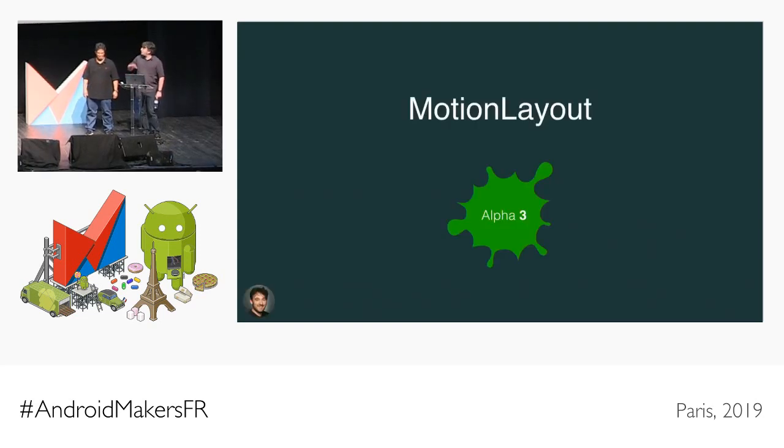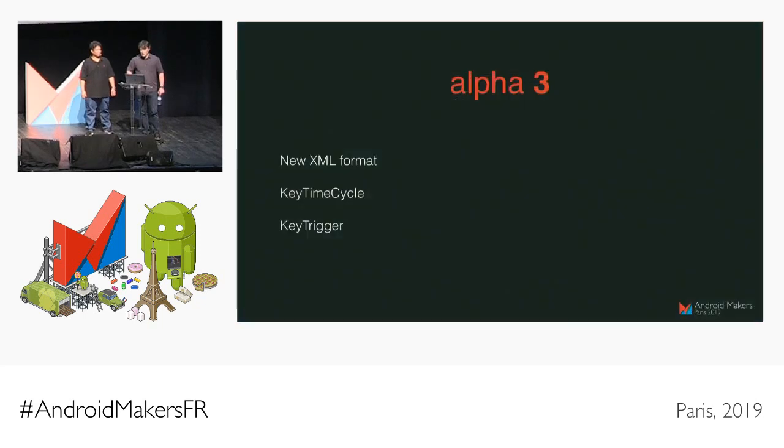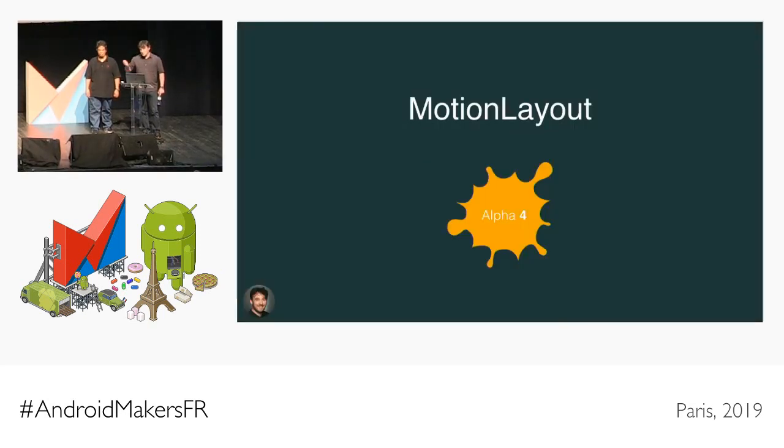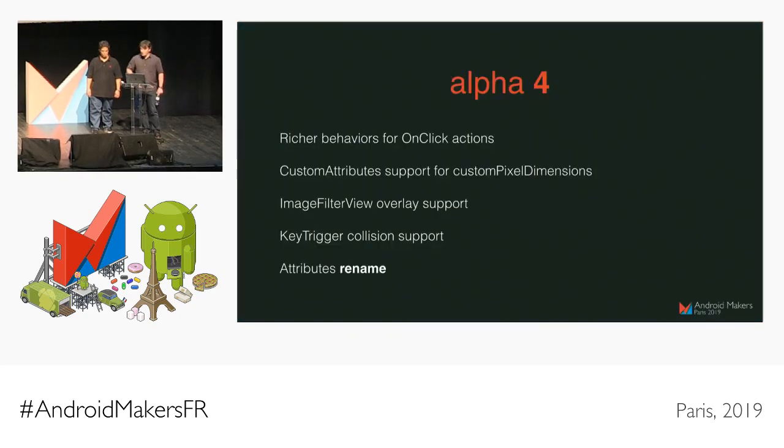All right, let's very quickly cover what we released in the last few months. We did an Alpha 3 in December. Important to note, there is a new XML format that's actually a bit better and makes things faster to write, we think. The time cycle, key trigger, that's something that can be triggered on the path. In Alpha 4, we added more complex, more rich behaviors for on-click actions, in addition to custom attributes, etc.